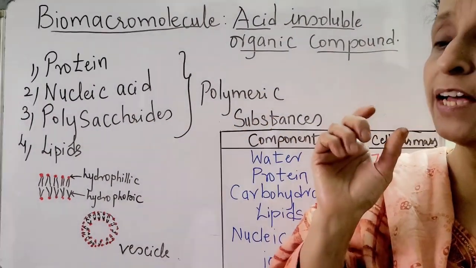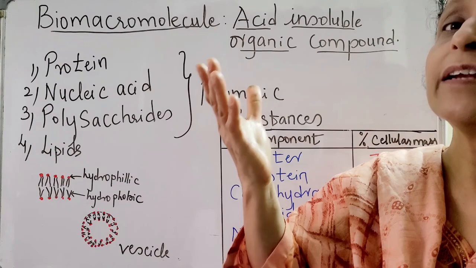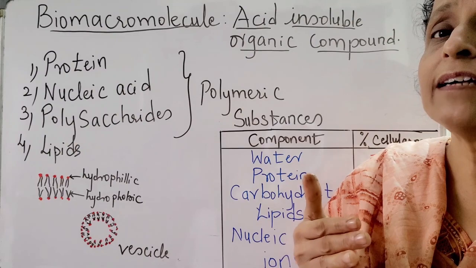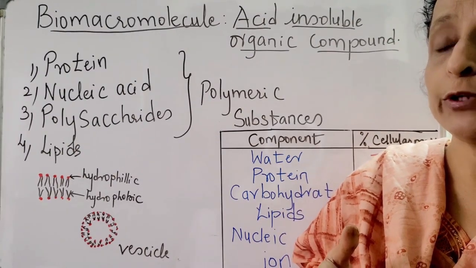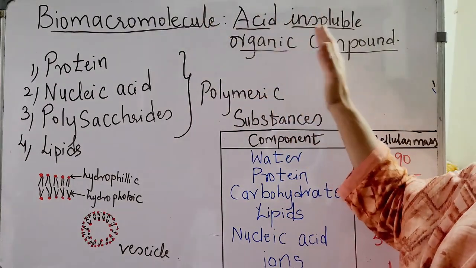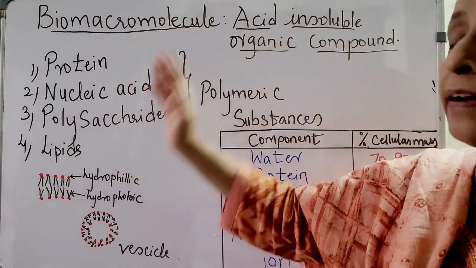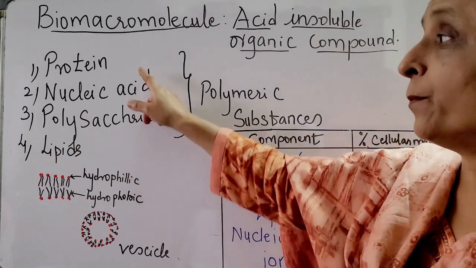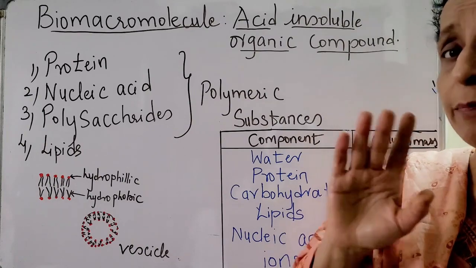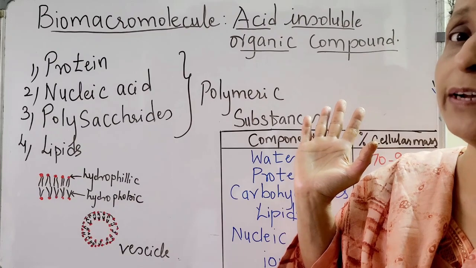The ones which have a size more than 10,000 Daltons are macromolecules. The ones which are from 18 to 800 Daltons are micromolecules. So here the biomolecules that are acid insoluble organic compounds are protein, nucleic acid, polysaccharide, lipids. Now protein, nucleic acid, polysaccharides are polymeric substances. They have undergone polymerization. They are big molecules, more than 10,000.